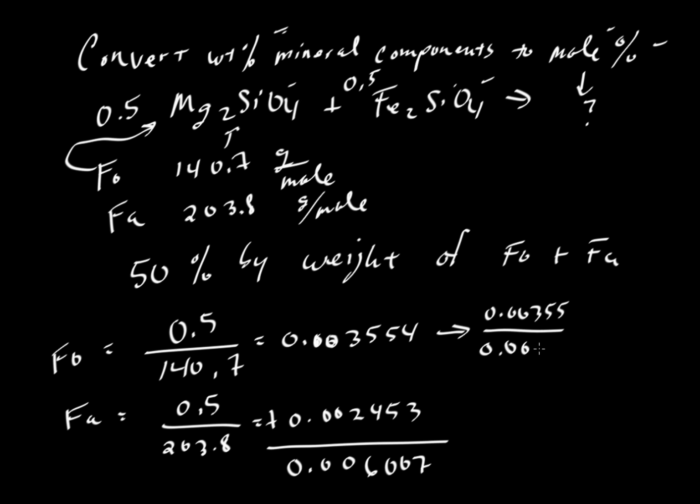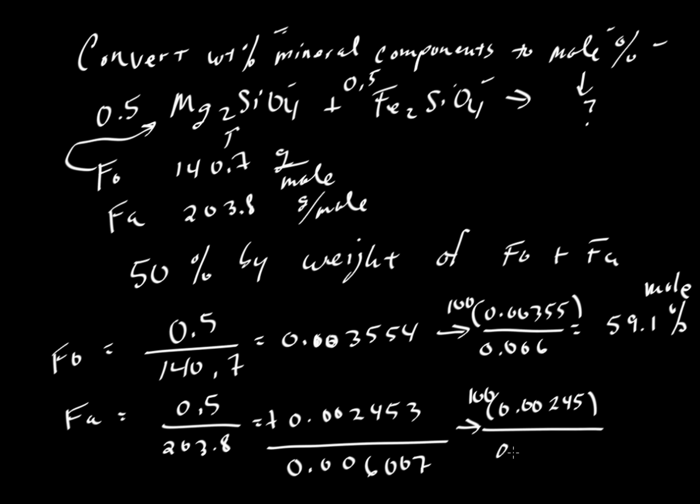and that would be divided by 0.006007. And if you carry all that out, multiply this by 100 if you want to get a percent instead of a fraction, then this will be equal to 59.16%. This is the mole percent of forsterite. And then if we do the same calculation over here, we would take 0.00245 and carry the rest of the decimals, multiply by 100, and divide that out by the sum, 0.006007. We should get 100 minus this, or something close to about 40.9%. So those are the mole percents.